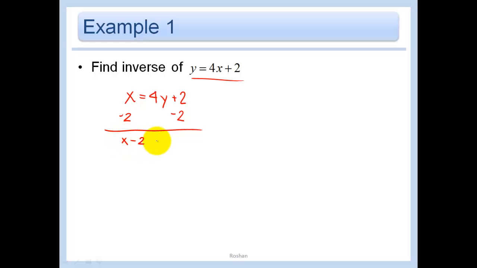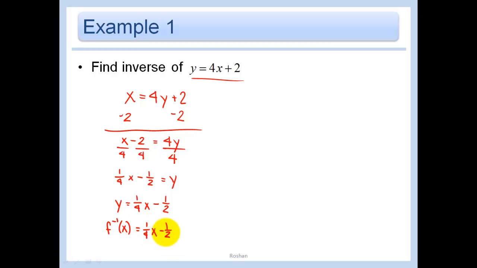X minus 2 is equal to 4y. Let's solve for y by dividing by 4. Divide each term by 4. And we get 1/4 x minus 1/2 is equal to y. In other words, y equals 1/4 x minus 1/2. And we're actually going to be writing this as the inverse of f is 1/4 x minus 1/2. And I'm about to introduce this in the next thing, but I just want this in your notes because that's how we're going to be writing it.